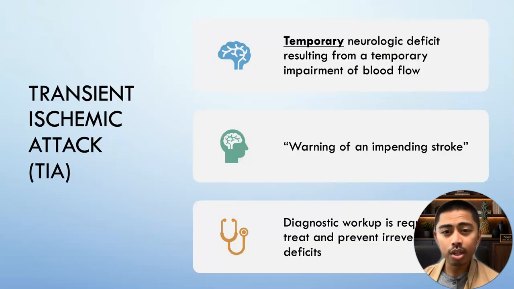The important thing about TIAs is that we got to make sure that the patient is aware that this is a warning. You might get a stroke later on, a full-on stroke. So you are not in the clear yet. Although the symptoms are temporary, we have to make sure that if they have a lot of risk factors, they take the medications that are prescribed to them to help prevent any kind of full-blown stroke in the future.